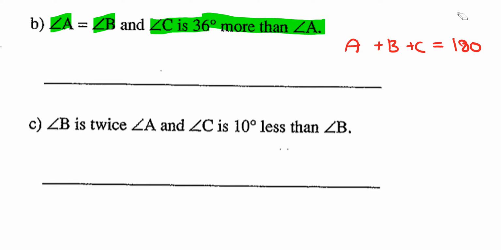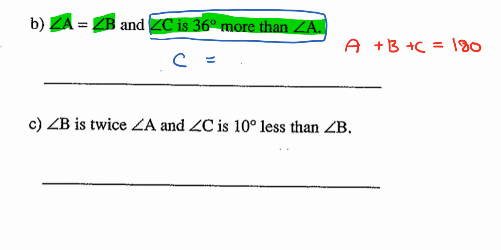Okay, and let's work with this part right here. I know angle C is 36 degrees more than angle A. Okay, so let's think about this. If I write C equals A, that means angle C and angle A are actually equal to each other. But if C is 36 degrees more, what I need to do is put the 36 on the right-hand side. And the reason I do that is because if I read this from left to right, C is now equal to angle A plus 36 more degrees. So that ensures us that angle C is actually bigger by 36 degrees.